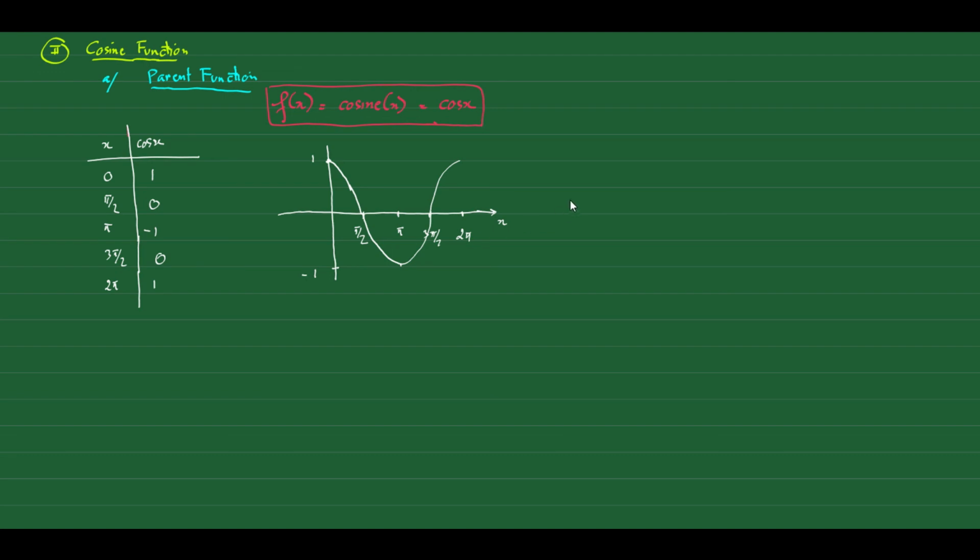The period is still 2 pi. The domain goes from negative infinity to positive infinity, because this is just one revolution and it keeps going revolution after revolution to the right and left. The range is always from -1 to 1. So it is basically kind of the same as the sine function.